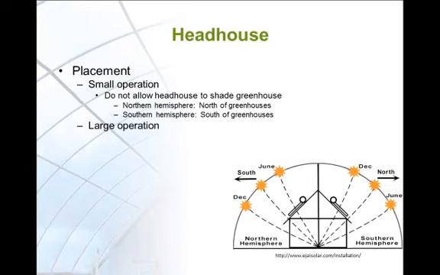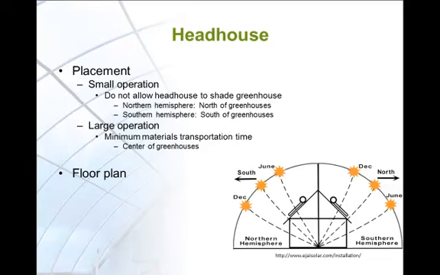For a large operation, it is better to prioritize minimizing materials transportation time rather than increasing sunlight allowance into greenhouses. A centralized headhouse among greenhouses would minimize traveling distance between headhouse and production areas, which in the end will save you a lot of time on moving around.